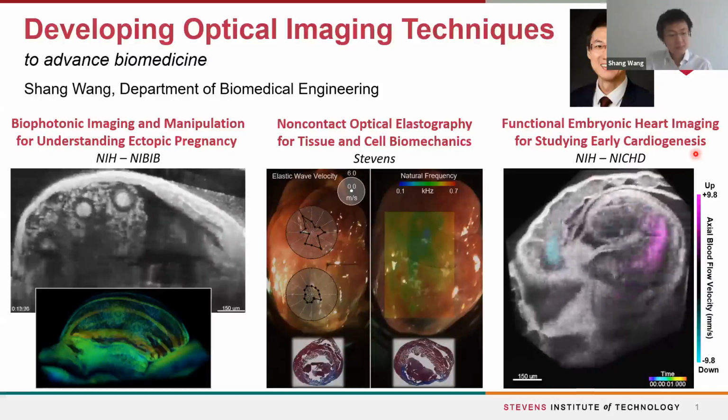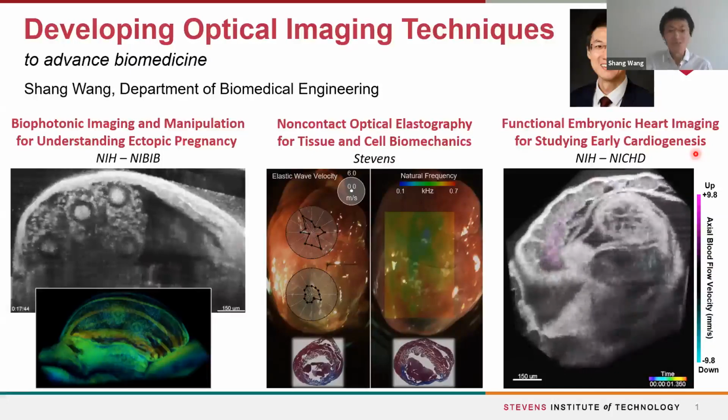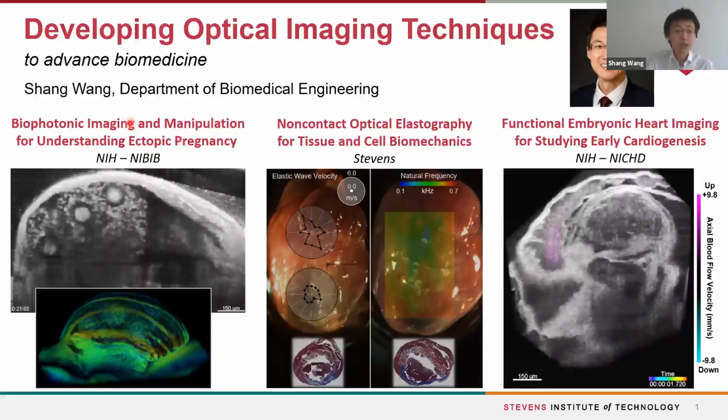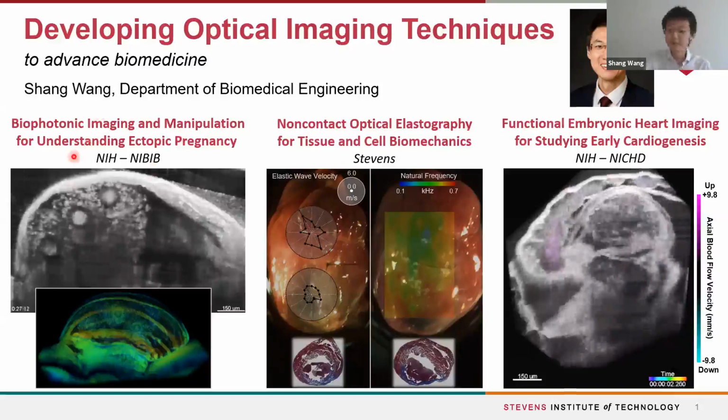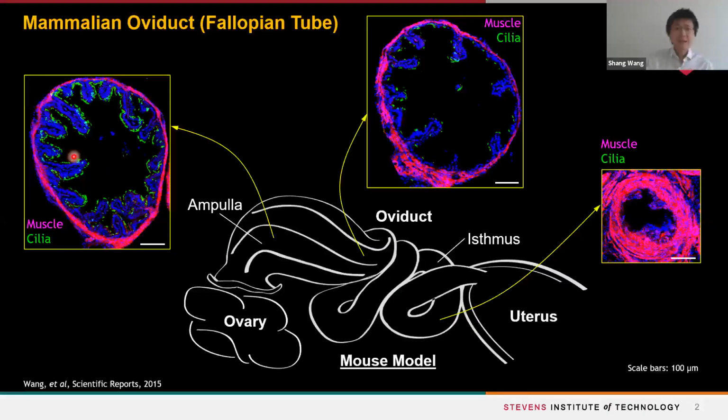So in the next 4 minutes or so, I'm going to go into a little more detail on the first direction. The mammalian oviduct, also called the fallopian tube, is a tubular structure that connects the ovary and the uterus.